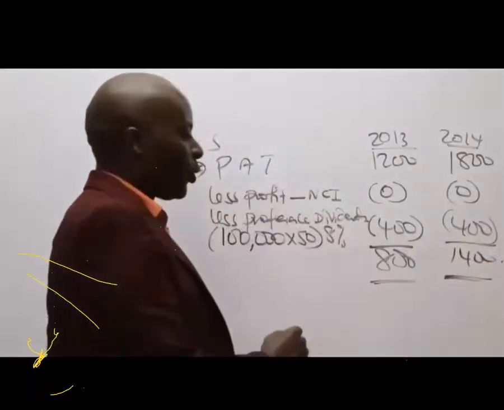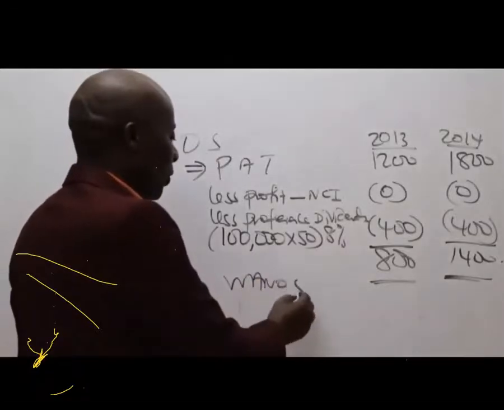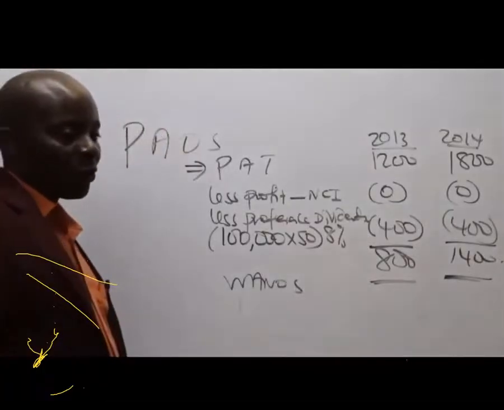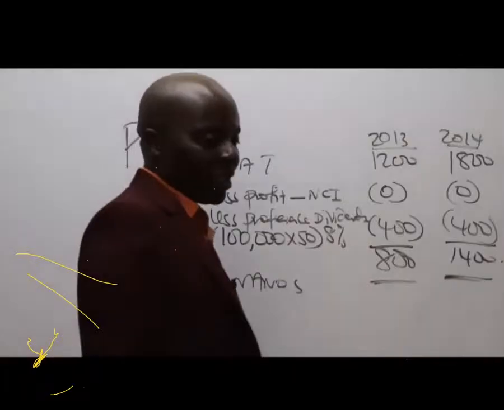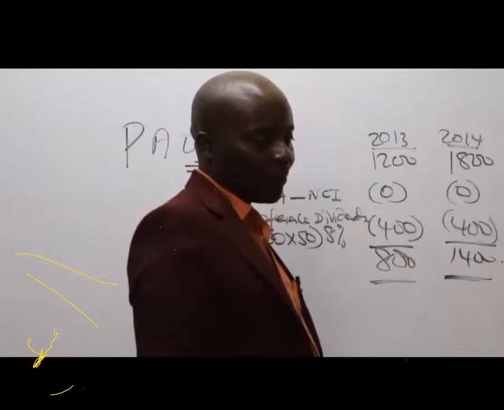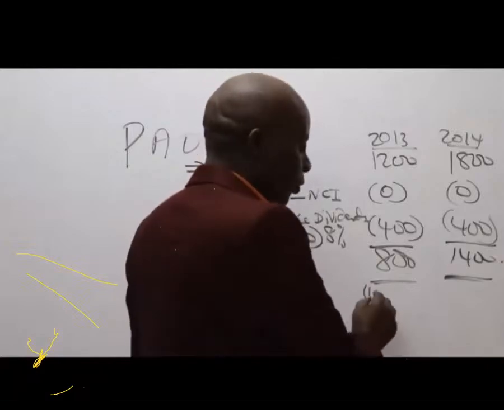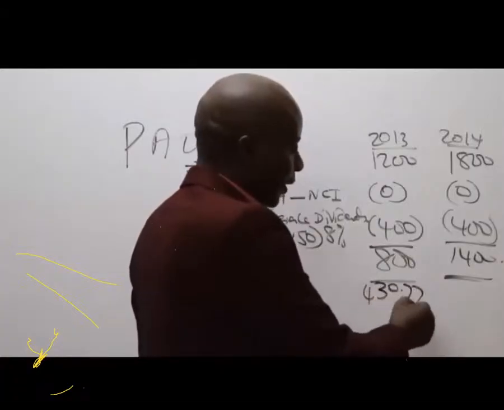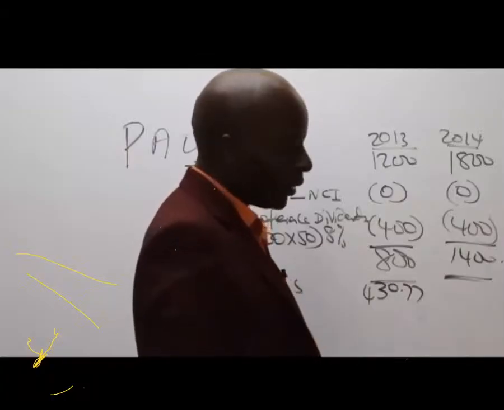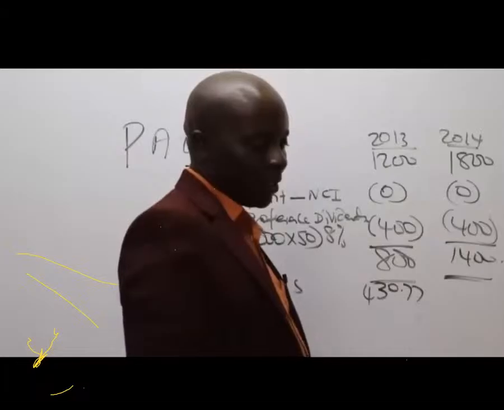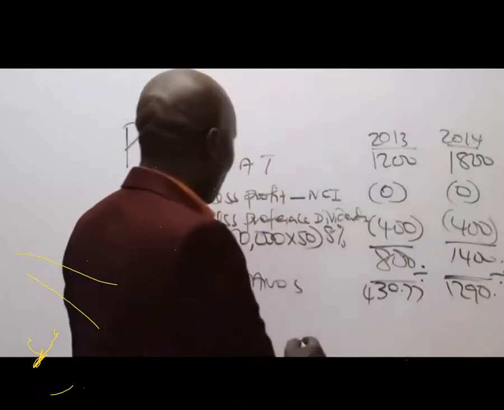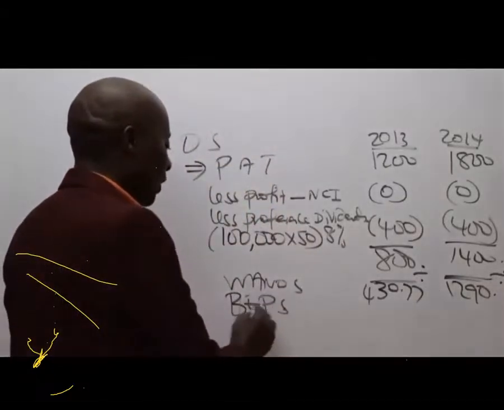1400. Fortunately, we have our one-offs. So one-offs for 2013, what do we have here? You say it was 430.77, isn't it? And then the one for 2014, how much was it? 1290. So please go ahead and divide for you to be able to give us the BEPS, the basic EPS.